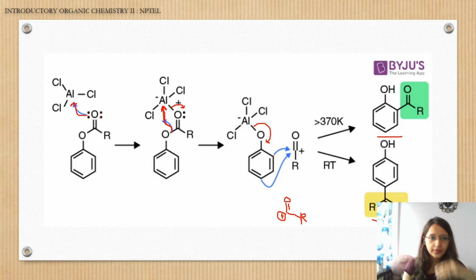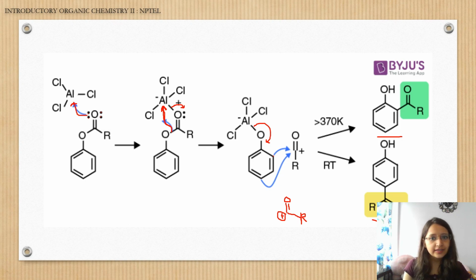Excuse me, madam. Yeah, mainly the ortho and para positions have more electron density, and because of that it attacks the acylium cation. Yes. Thank you, ma'am. Okay. Thank you. Any other doubts? I'm asking everyone, does anyone have any doubt regarding this? No, ma'am.